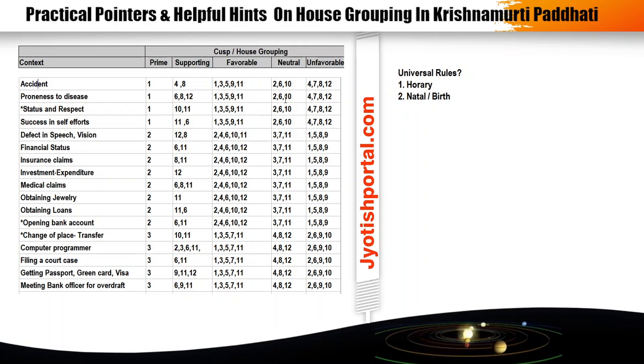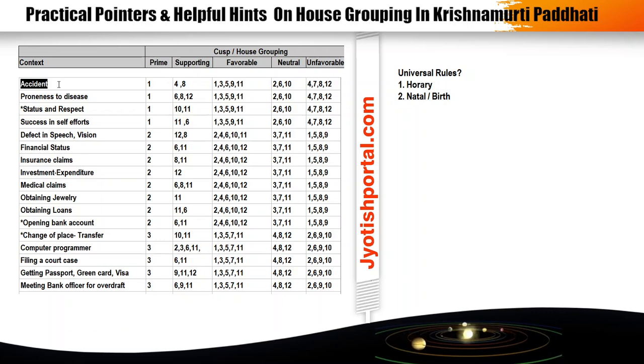I don't know who is the author because nothing is mentioned on this document, but I want to appreciate whoever took the time to compile this information. Now, first let's have a look at how these columns have been arranged.